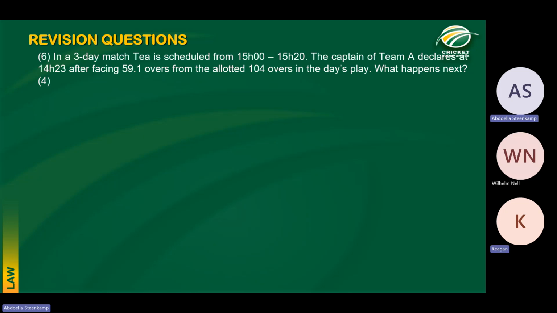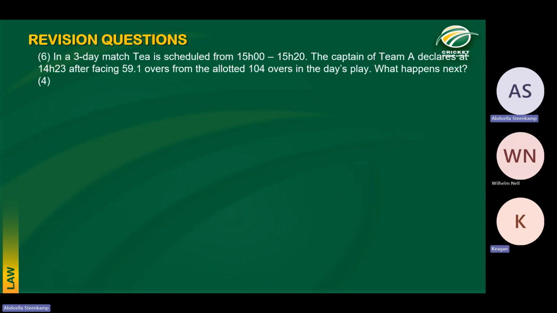You can't take tea immediately or at the declaration. It's more than 30 minutes. Mm-hmm, agreed. And because there's a declaration, that also means that the 59.1 needs to be rounded up to the next whole number. So that becomes 60 overs for the day.